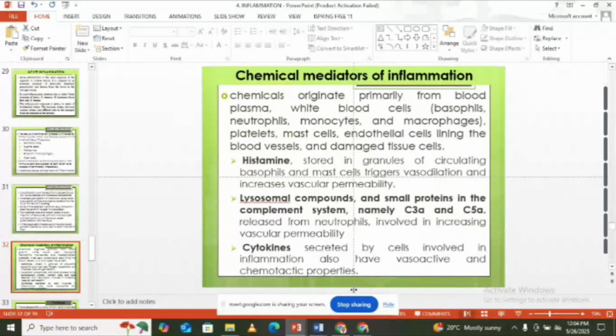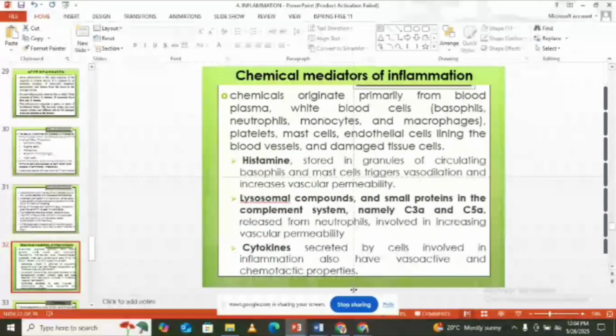We have those as derived from cell-derived mediators, which are produced by the site of inflammation, and they are stored in granules. Like the histamines, which are released by mast cells, basophils, and platelets. So the histamines will cause vasodilation and also increase permeability. We have those lysosomal compounds, which are released by neutrophils. They also increase vascular permeability. We have the cytokines, which regulate leukocyte activation and also systemic responses.